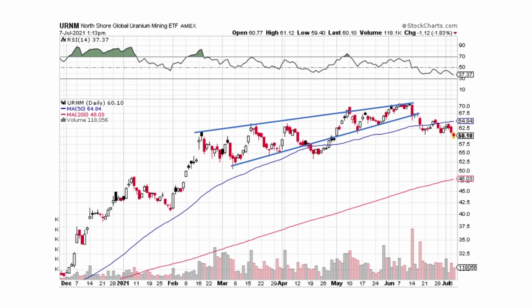Now, in the short term, looking at URNM, this is the North Shore Global Uranium Mining ETF. We squeezed up into this ascending wedge pattern, and we broke to the downside. I think it's going to take some time to consolidate. I don't think it's going to be super quick. Now, this is not a huge pattern here. Maybe it takes a month or two to consolidate down here before moving higher.